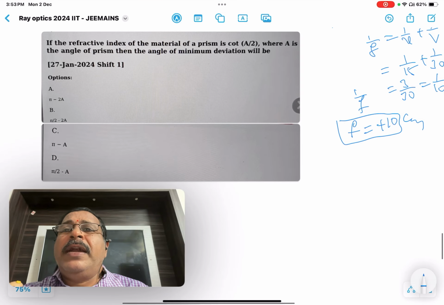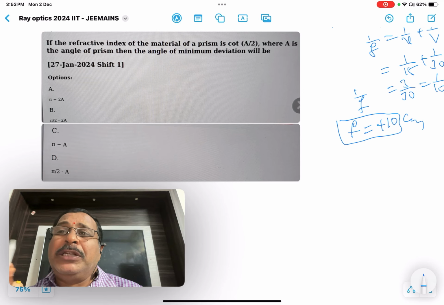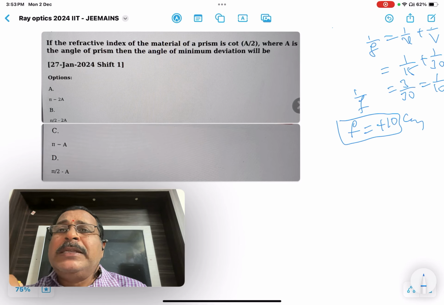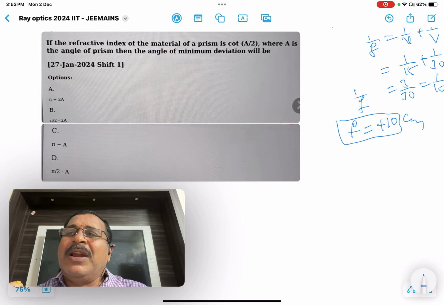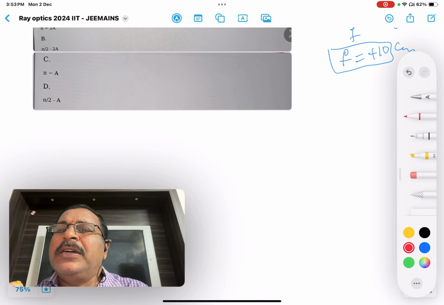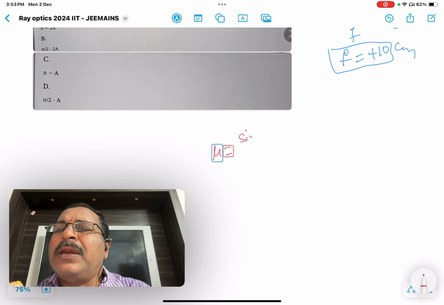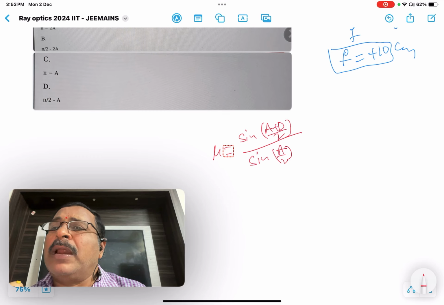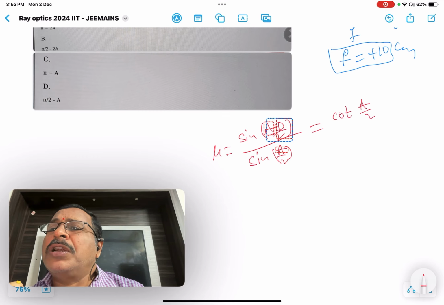If the refractive index of the material of the prism is cot A by 2, so a prism problem is given this time. Very few are given. A is the angle of the prism, and the angle of minimum deviation is asked now. This is also a very important concept. The general refractive index formula is sine of (A plus D) by 2 divided by sine of A by 2. This is the general formula for a prism. But in this problem, it is given as cot A by 2.